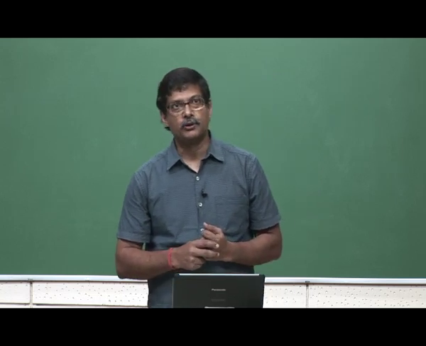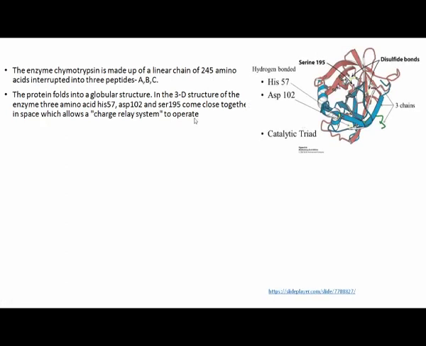So, the enzyme chymotrypsin is made up of 245 amino acids, and they are interrupted into 3 peptides, we call them A, B, C. Now, we will go a little bit deeper into this chymotrypsin: why is it functional, how is it functional. It becomes functional because there are 3 important amino acids, the histidine 57 which is shown here, the aspartic acid 102 which is shown here, and the serine 195 which is shown here.